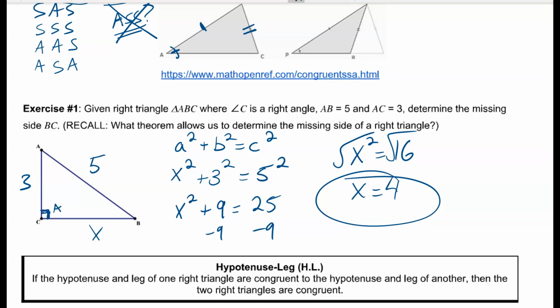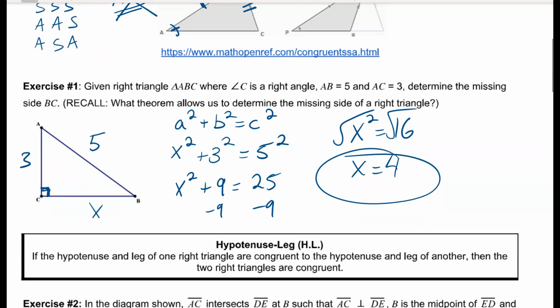So notice for this picture, I had a right angle. I'll call that an angle. I knew one side length, and I knew another side length adjacent to it. This is actually angle side side, but notice for a right triangle, if I have two sides, because of the Pythagorean theorem, I really know all three sides. So this is going to be the last way that we can prove triangles congruent. We're going to call this method hypotenuse leg. If the hypotenuse and leg of one right triangle are congruent to the hypotenuse and leg of another, then the two right triangles are congruent.